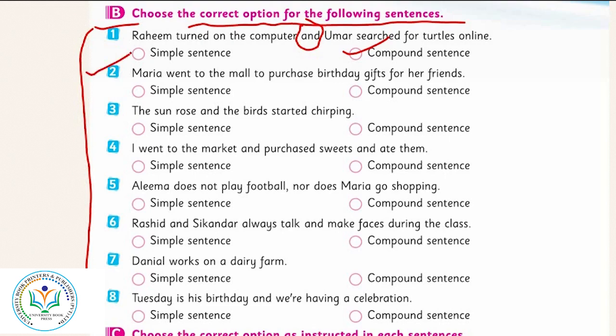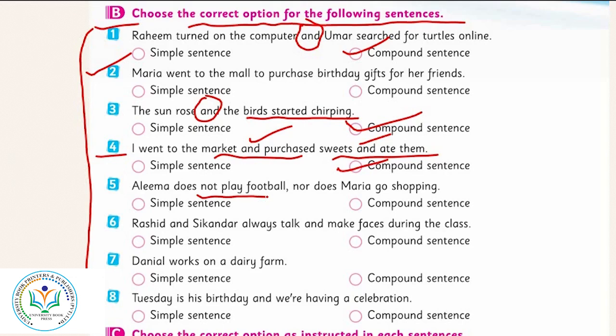Look at the third one. The sun rose and the birds started playing. Yes, we have and here, so it's a compound sentence. Look at the fourth one. I went to market and purchased sweets and ate them. We have two ands here, so it is a compound sentence. Look at the fifth one. Alima does not play, nor does Maria go shopping. We have a comma and nor here, so we have a coordinating conjunction and it is a compound sentence again. Do sentences 6, 7, and 8 by yourself.